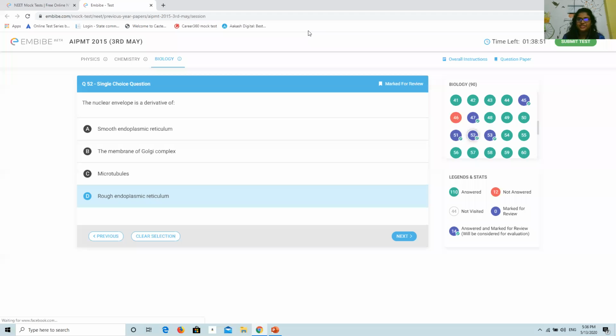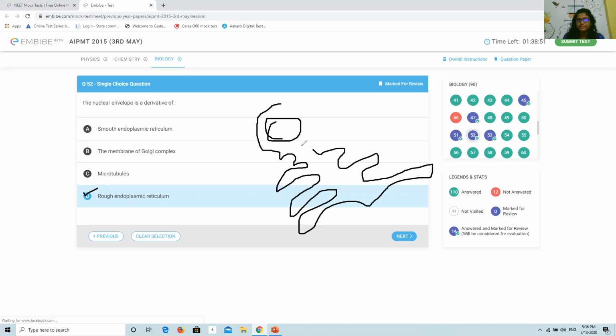Nuclear membrane is a derivative of rough endoplasmic reticulum. How do we know this? We have to remember it. Also, see, the nucleus comes in direct continuation with the rough endoplasmic reticulum, correct? So this is the nuclear pore. This is called a nucleus. This is your nuclear membrane. So it is directly in continuation with your rough endoplasmic reticulum. Hence, rough endoplasmic reticulum should be considered as an answer. It will be a smart guess if you choose so.